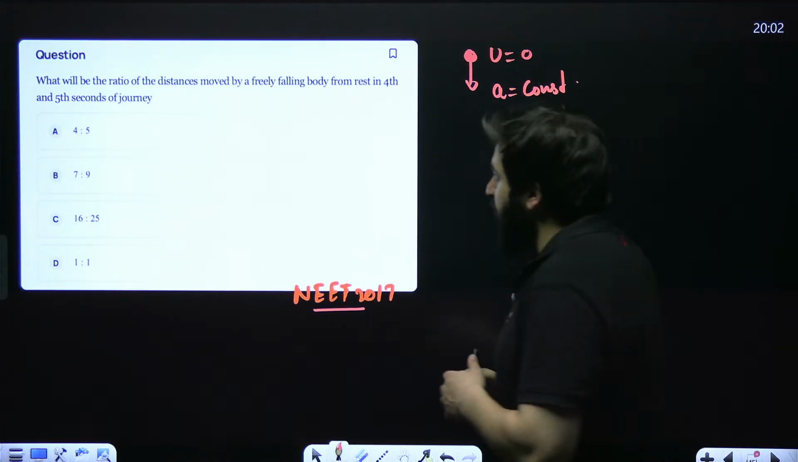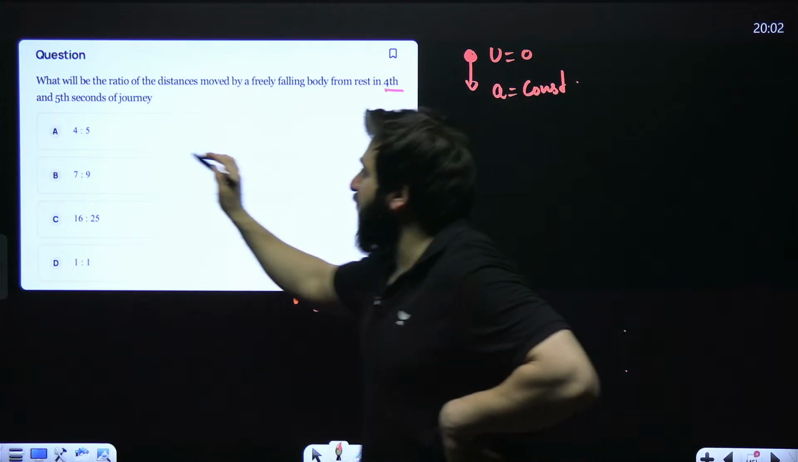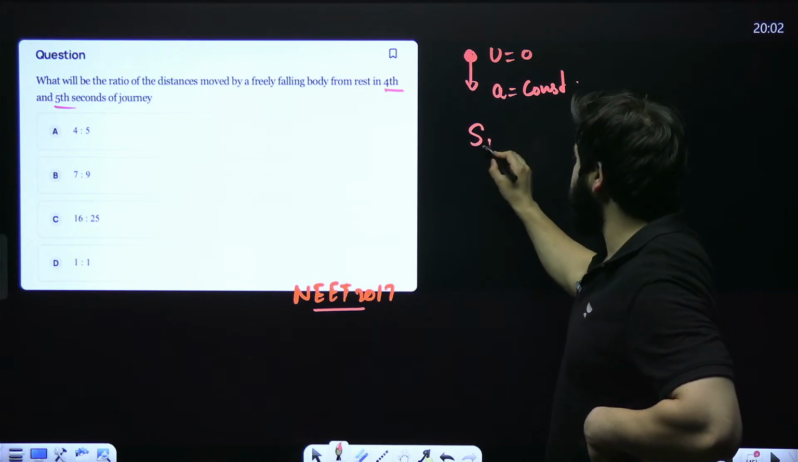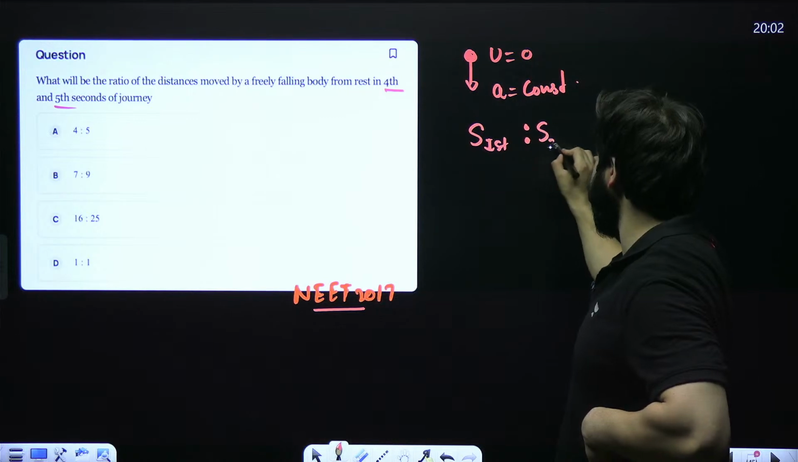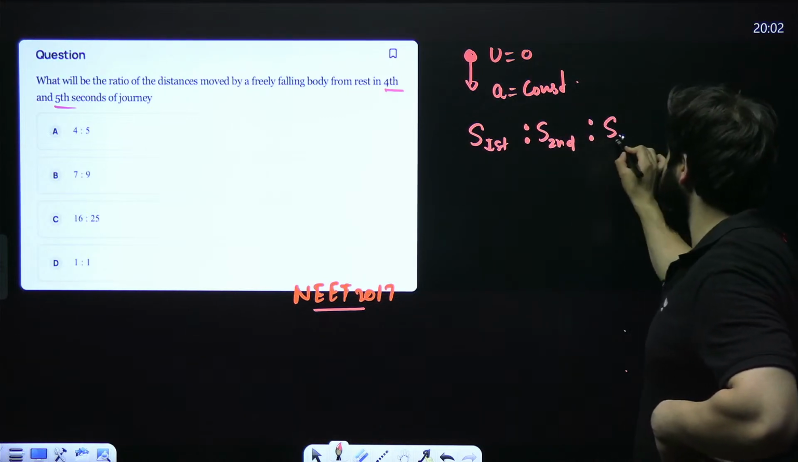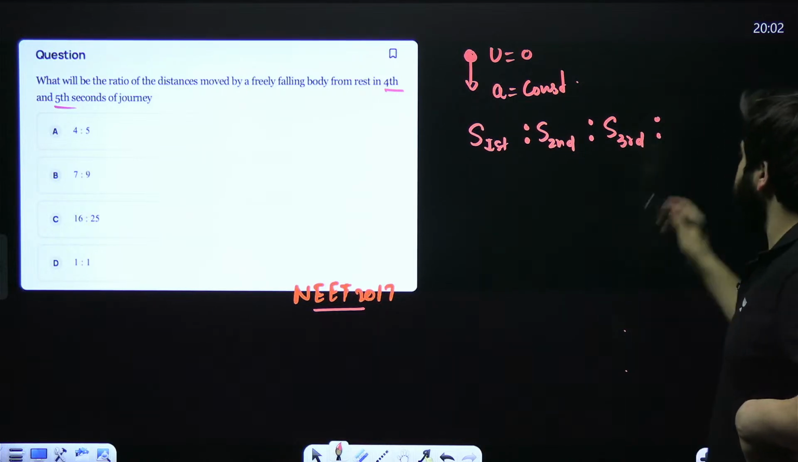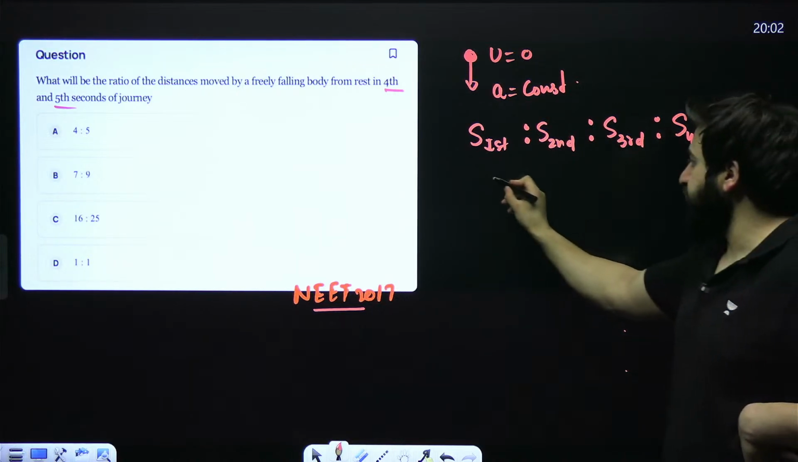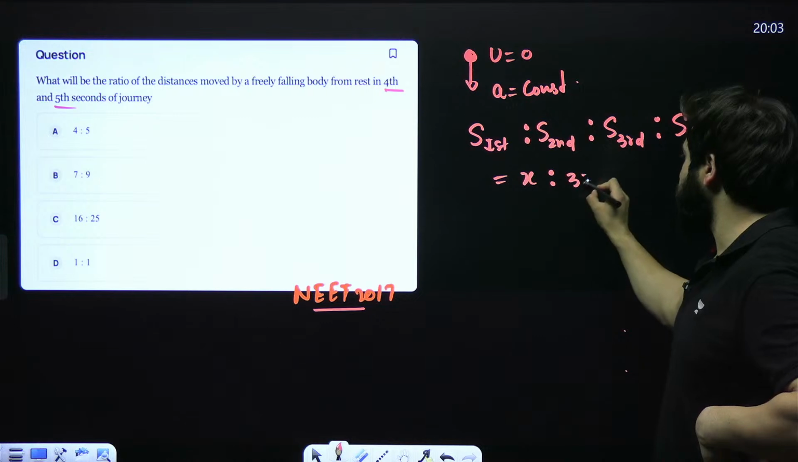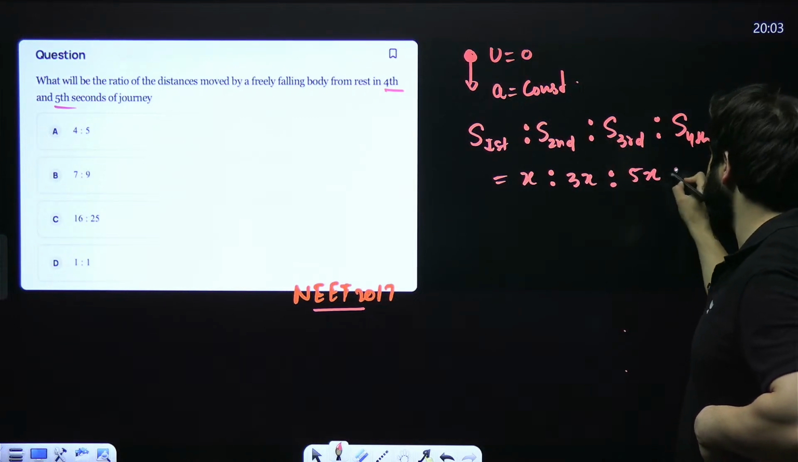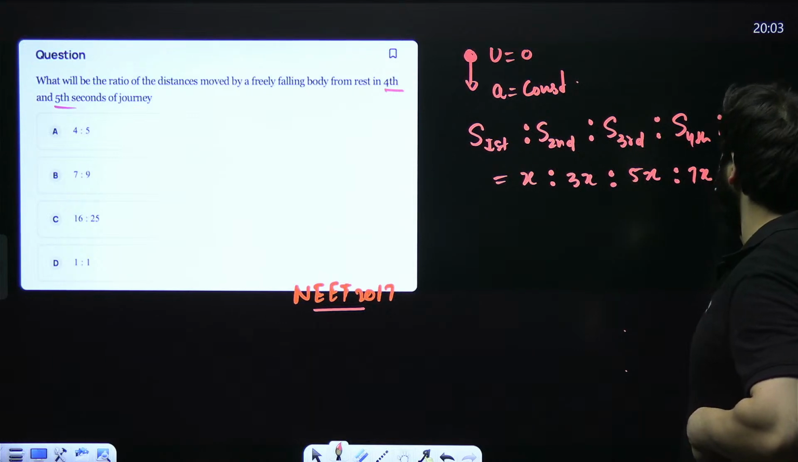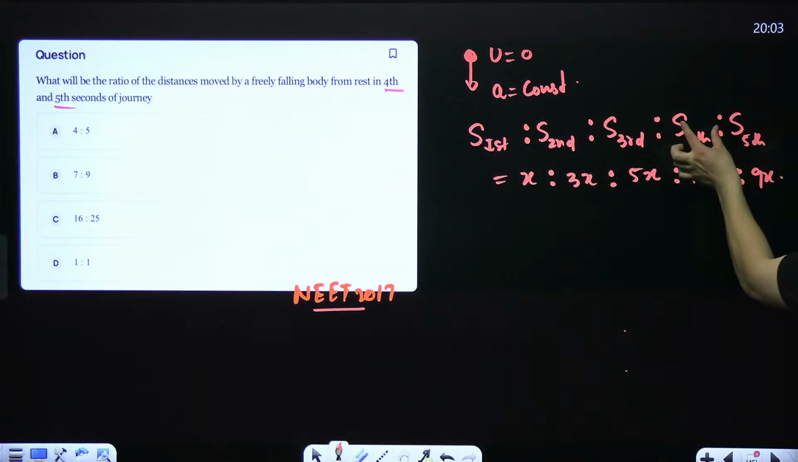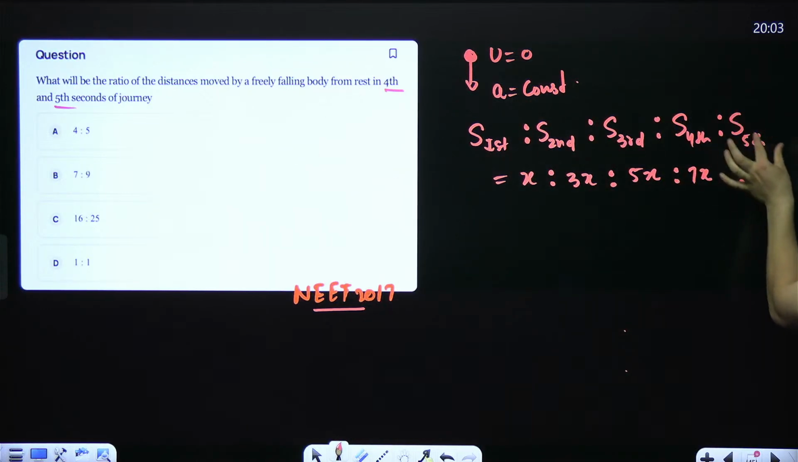We say, guys, it is asking about the fourth and fifth second. Displacement in the first second is to displacement in the second second is to displacement in the third second is to displacement in the fourth second is to displacement in the fifth second. So it will simply be x is to 3x is to 5x is to 7x is to 9x. Now in the fourth and fifth they are asking. In the fourth second it has covered 7x, in the fifth second it has covered 9x.